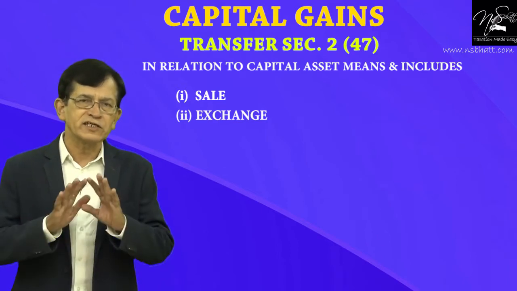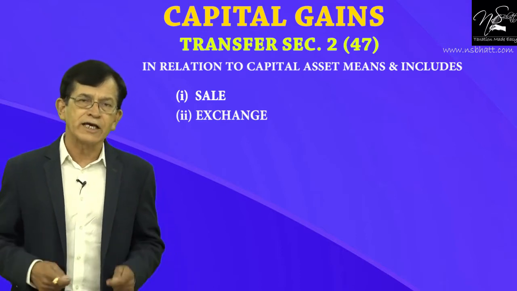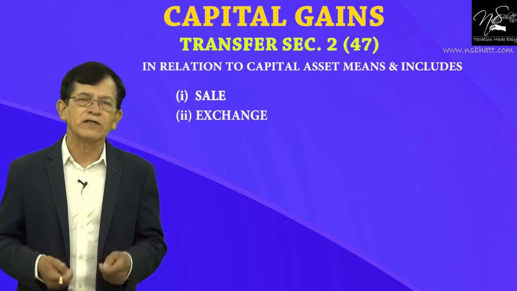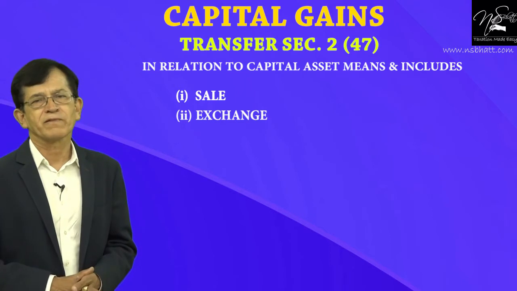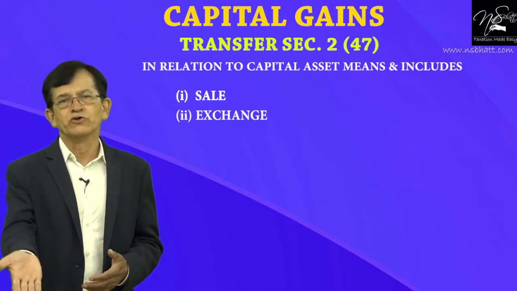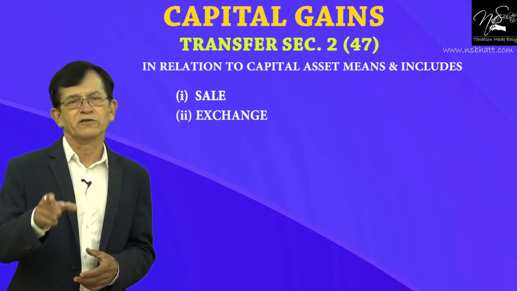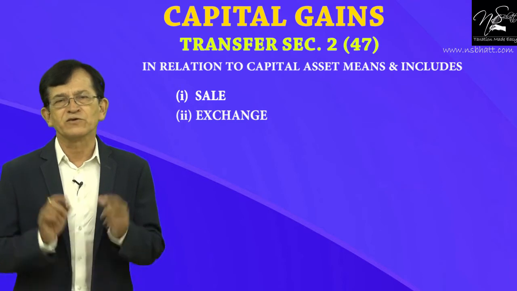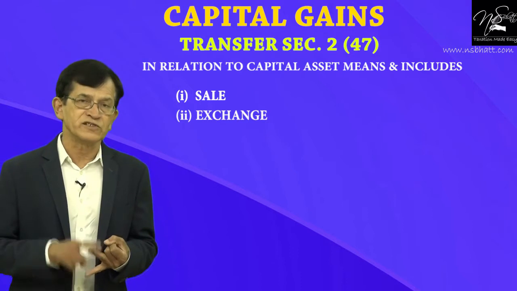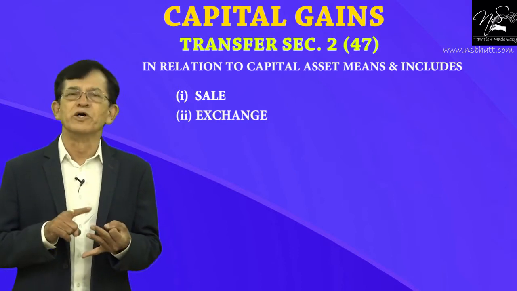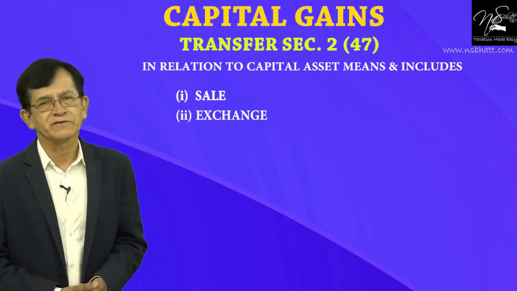So neither is there RTGS nor NEFT, no digital payments, no checks, no drafts, but I gave you a plot of land and you gave me the equivalent value of gold jewelry. My dear friend, there is a transfer. The land has been sold to you, you have paid me the price, and the price was not by check or draft but was in kind, and that is called by the word exchange. So transfer in relation to capital asset means and includes number 1, sale, number 2, exchange, and number 3.